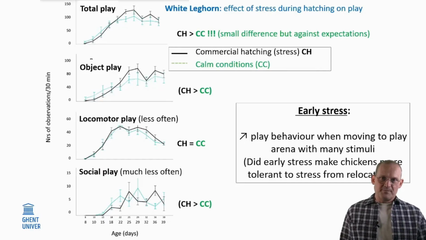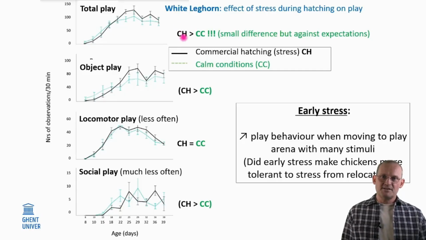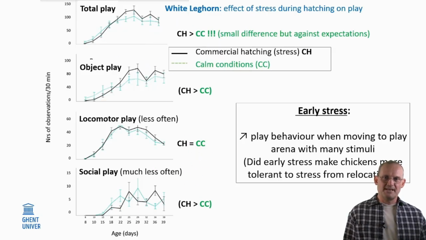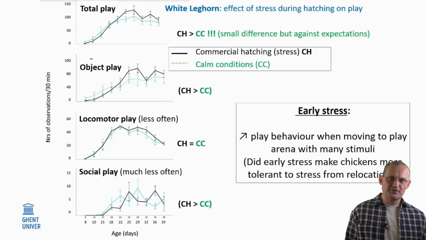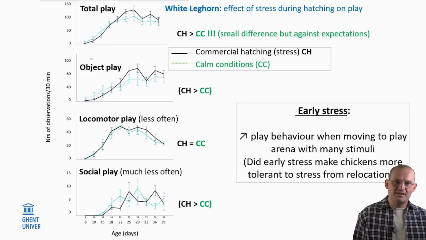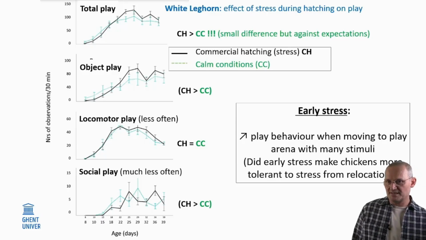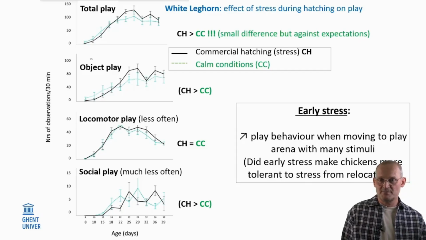And what they saw, a little bit to their surprise and against expectation, was that it was actually the chicks from the commercial hatching that showed more total play behavior compared to the chicks hatched from a calm condition. And they saw that for object play and also for social play. That was against expectation, but a possible explanation was that maybe the early stress during hatching made the chicks more tolerant to stress from being relocated later on, and therefore allowed them to play more.